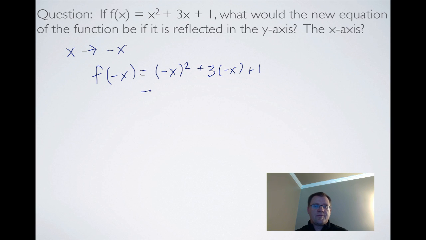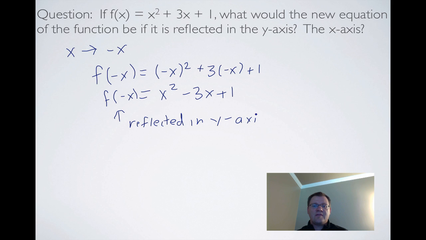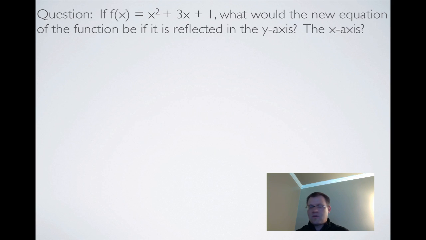That leaves us with x squared minus 3x plus 1. And the appropriate way to write this would be f of -x. So this f of -x just means that it's reflected in the y-axis because all the x's have changed. Okay, so that is part A.